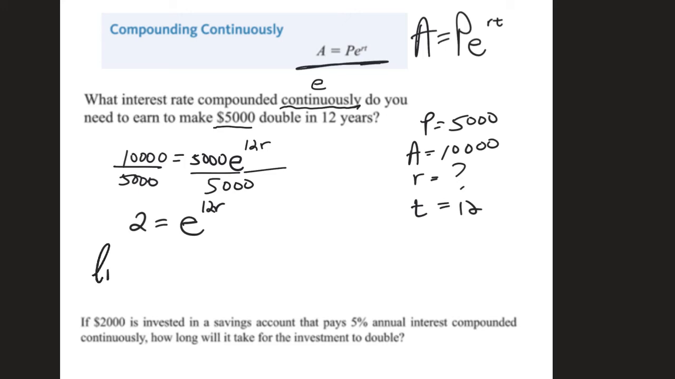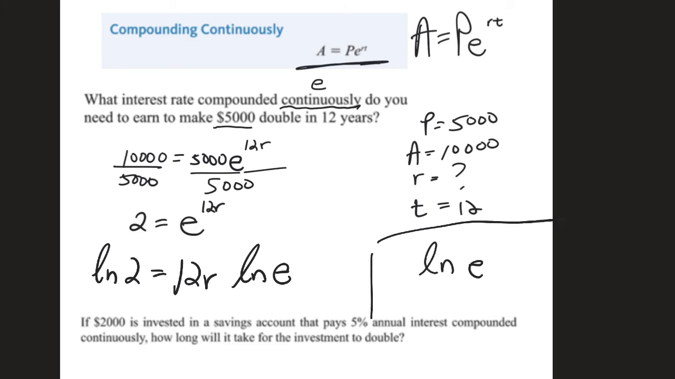So I have the natural log of 2 equals 12 times r times the natural log of e. Now, the natural log of e: remember that if there is not a base here, then the base is e. What did we say when you have a natural log and the base and this number are equal? We say that this is equal to 1, because this is saying e raised to what power is e? That is 1.